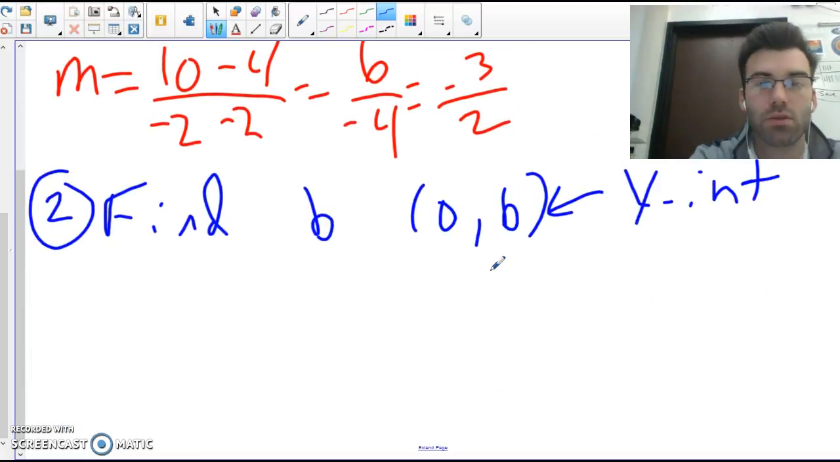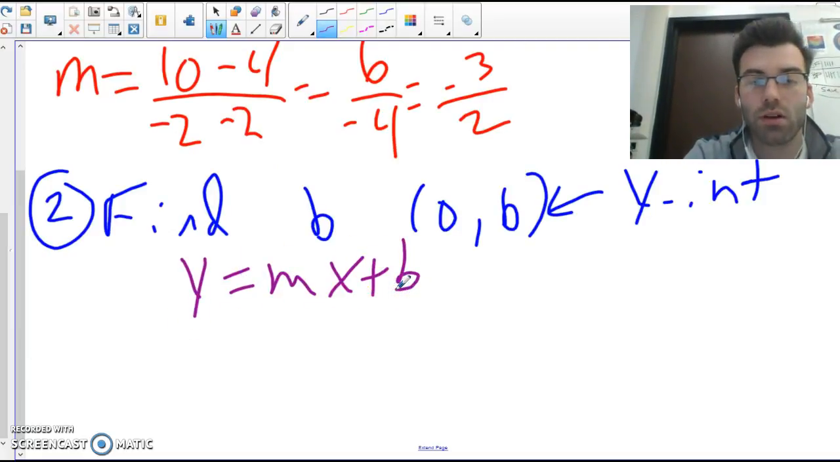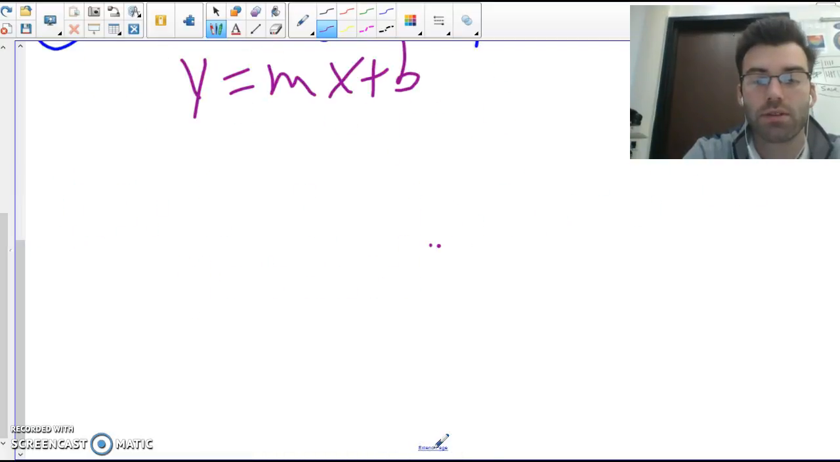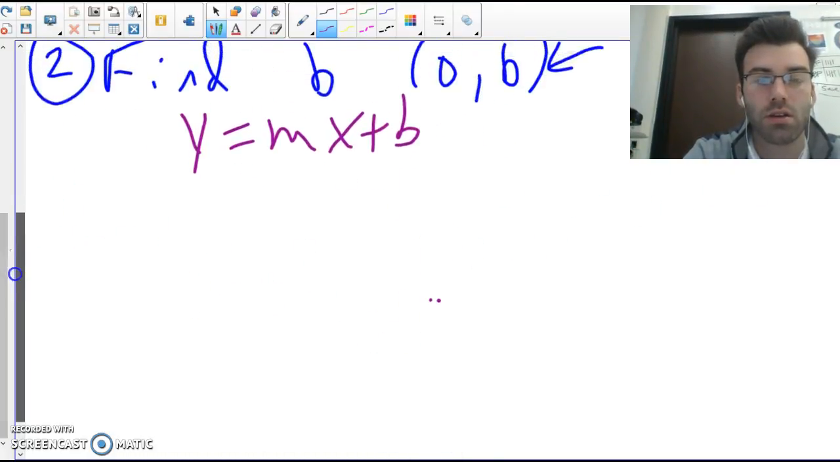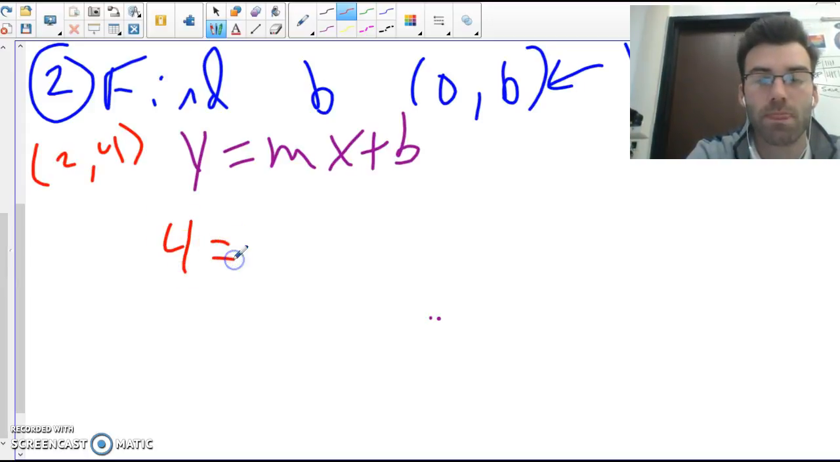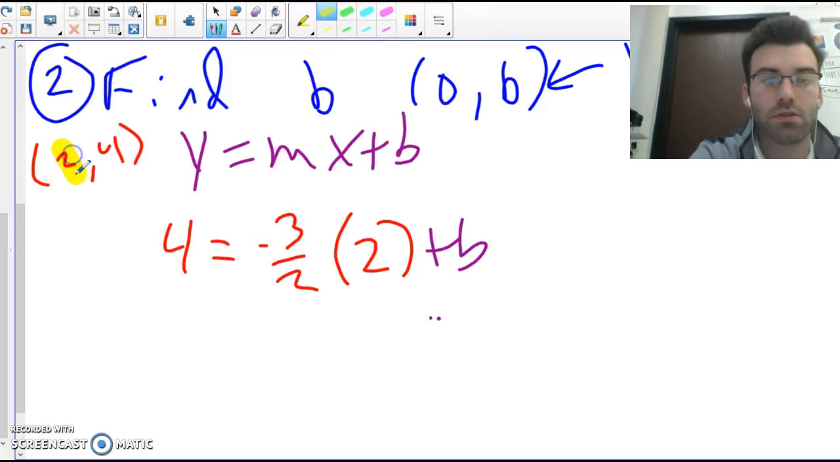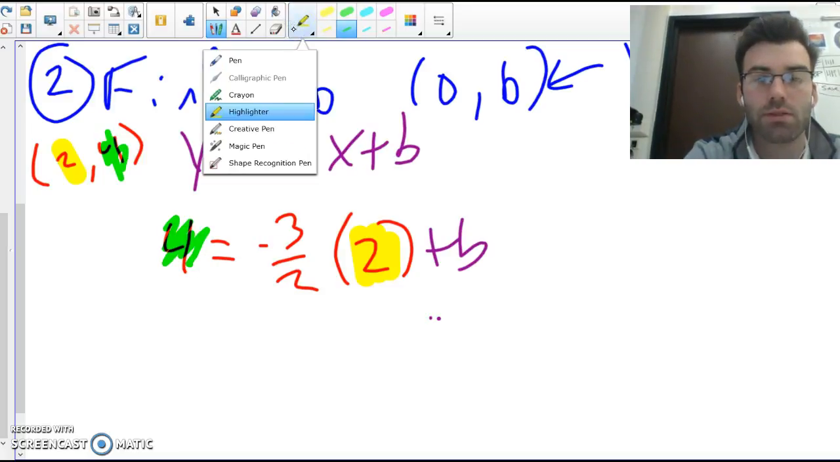So what does that look like? I'm going to write down y equals mx plus b. Remember, I'm solving for b. One of my points was 2, 4. So I'm going to replace y with 4. I know my slope is negative 3 over 2. My x value is 2, and I'm trying to find b. The 2 is my x. The 4 is my y. And I knew the slope from the last problem.